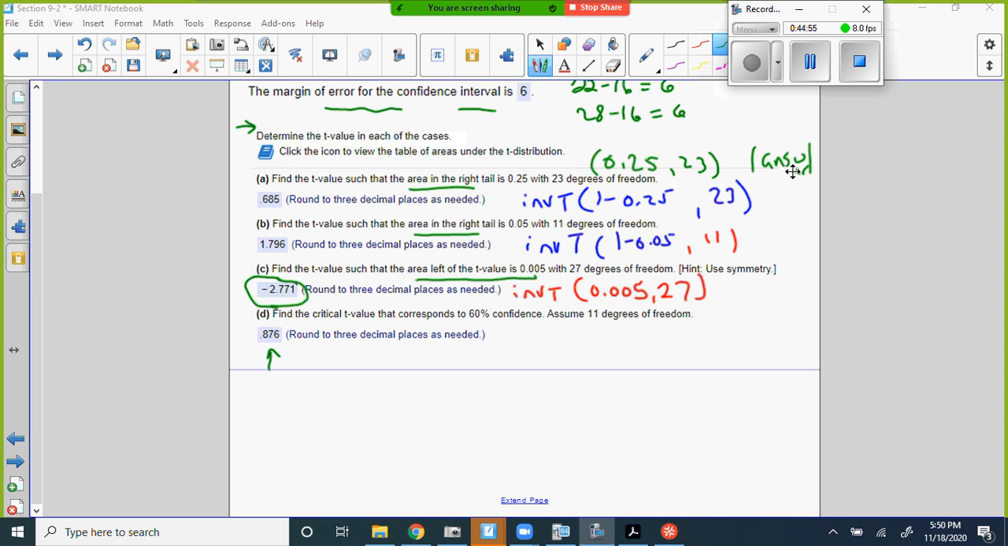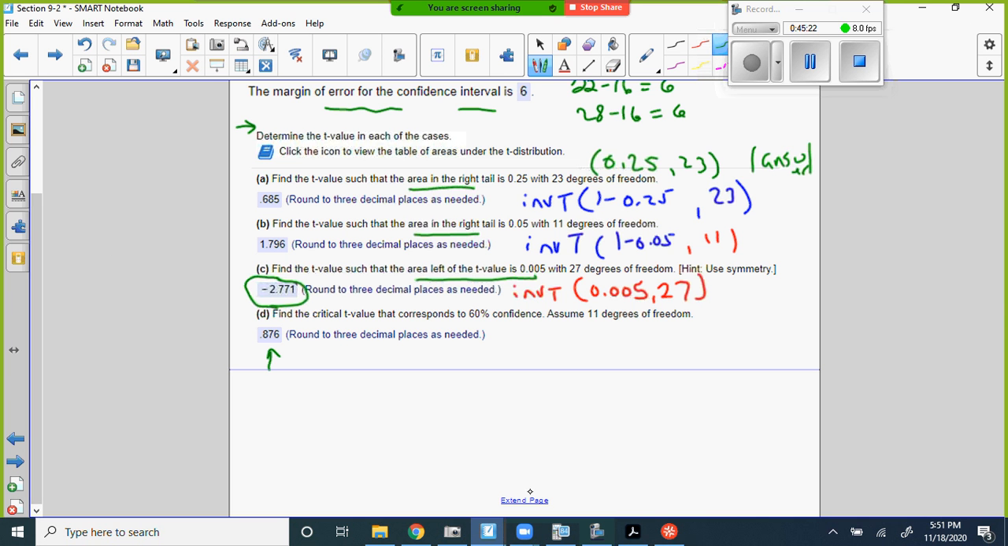Excellent. Couldn't said it any better. That's it. Now, how do you force your calculator to give you a positive or negative? Well, you put 1 minus that, or you just put the tail, the area, right? And then you just make it positive or negative, depending upon where it's at. Fair enough?